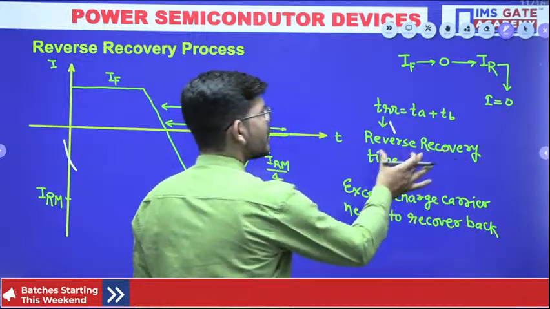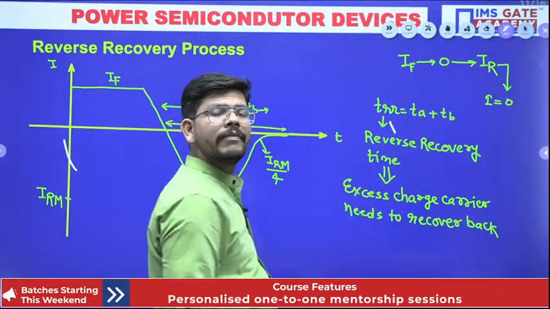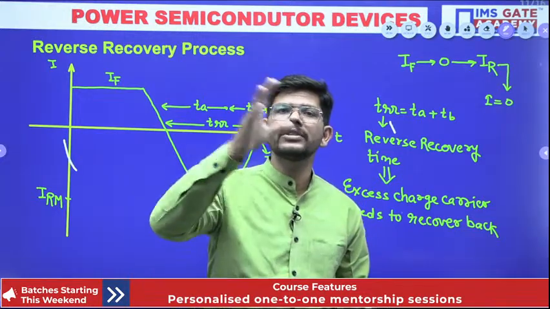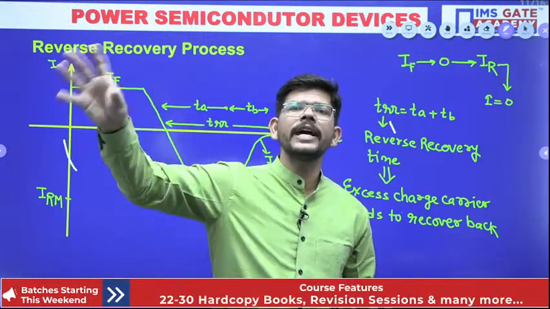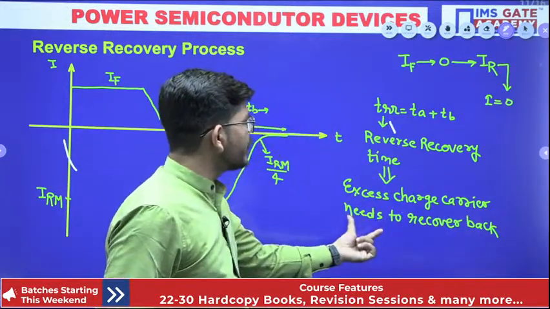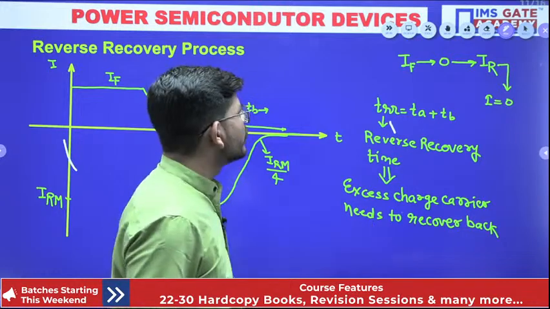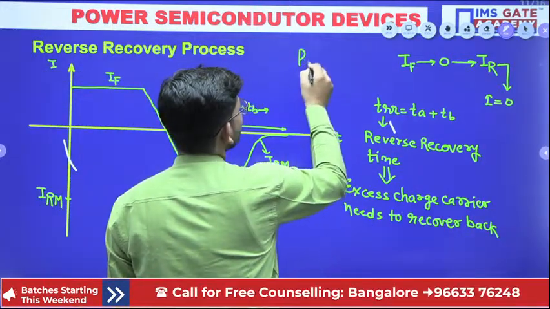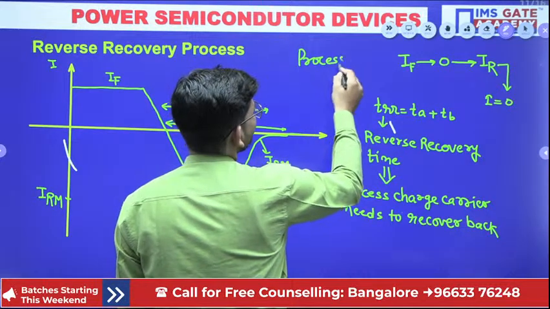So reverse recovery time is basically that time in which we are recovering the charge carriers that have already crossed the junction and have reached the next boundary. We need to recover them back. So this is the time taken to recover them back, isn't it? So first of all, when we are turning off the device, what is the process of turning off the device?